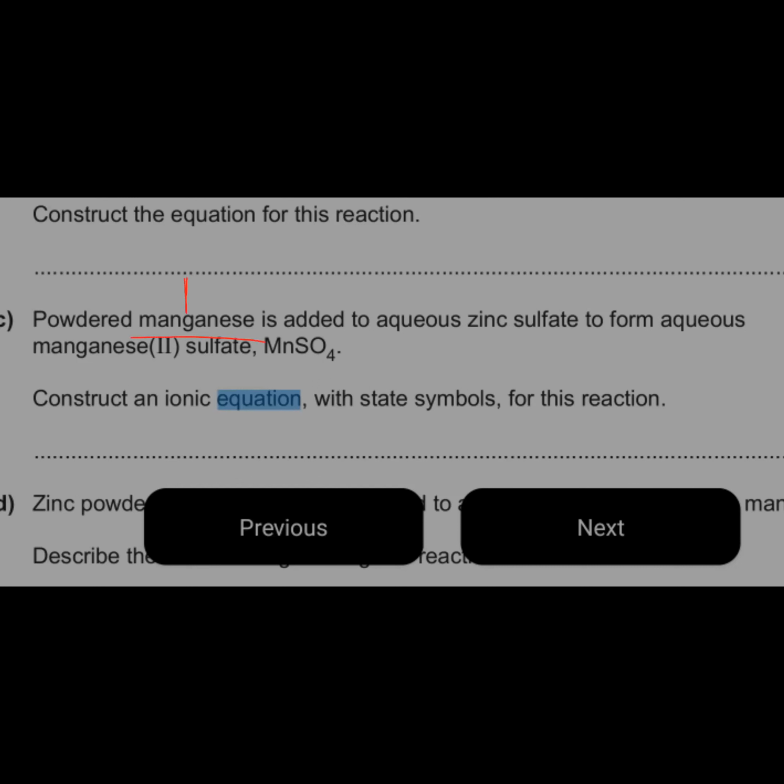Before that, identify the species that are present. This is manganese. Manganese metal is there, and it's added to aqueous zinc sulfate. Zinc is a 2+ ion always, sulfate is a 2- ion, so crisscross and write the formula very fast. Zinc sulfate is this one. There's no other chance of zinc sulfate becoming anything else, right? And then to form aqueous manganese sulfate, it's already given, right? So we might have another thing also.